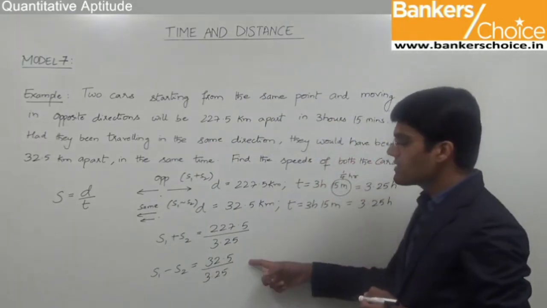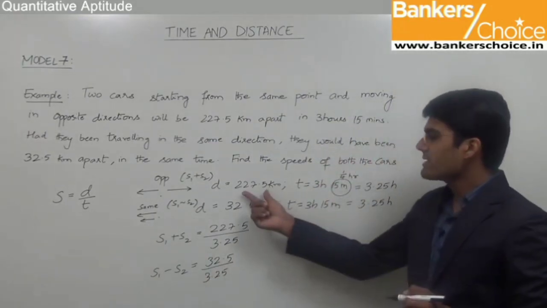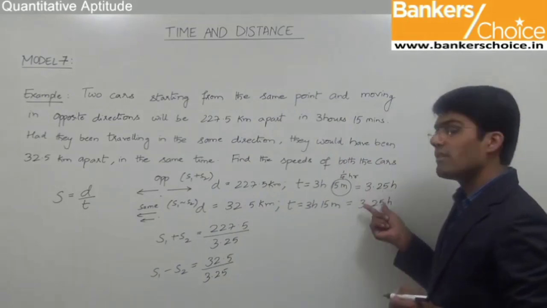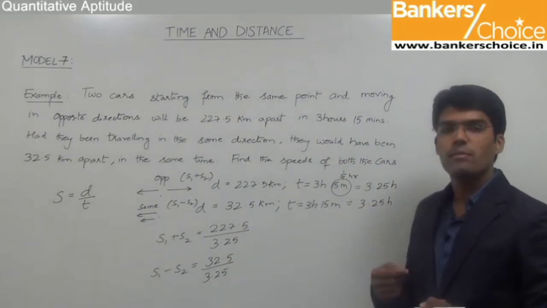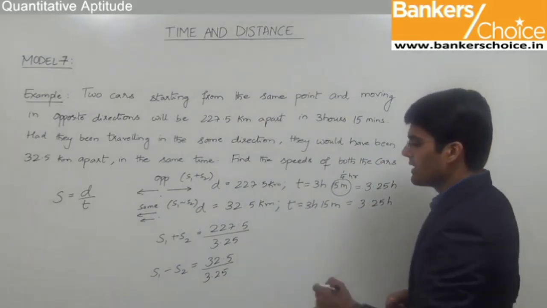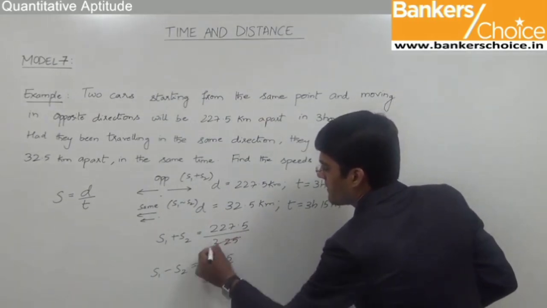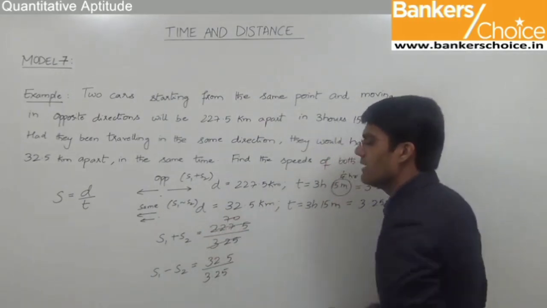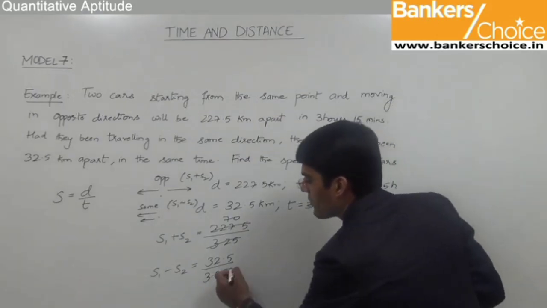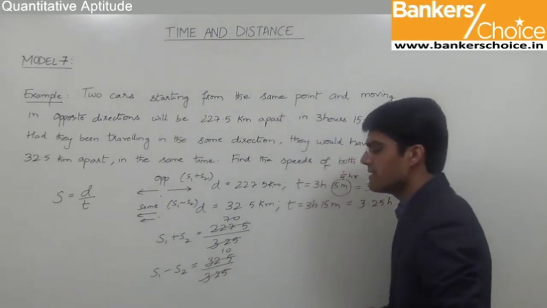Here again conversions are not required. Why? Because the distance is given in kilometers and the time is given in hours. So the speeds we get will be in kilometers per hour. Now let us try to simplify this. This 3.25 goes 70 times in 227.5 and 3.25 goes 10 times in 32.5.